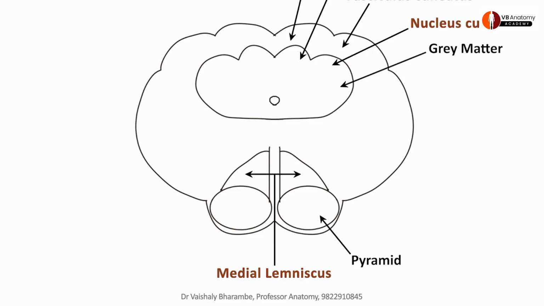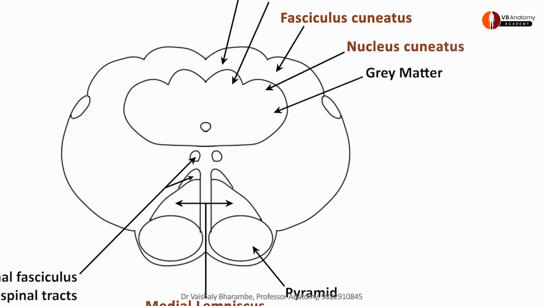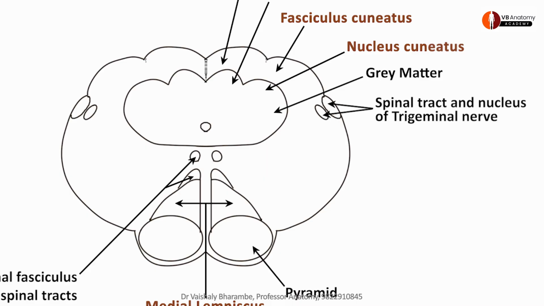Behind that, a small little triangular section of the tectospinal tract, and further behind it, a rounded section of the medial longitudinal fasciculus. Now let's draw the spinal tract and spinal tract nucleus of trigeminal nerve, posterior median septum. The two separation of fasciculus gracilis and cuneatus are an important part of your diagram, so make sure you do that.